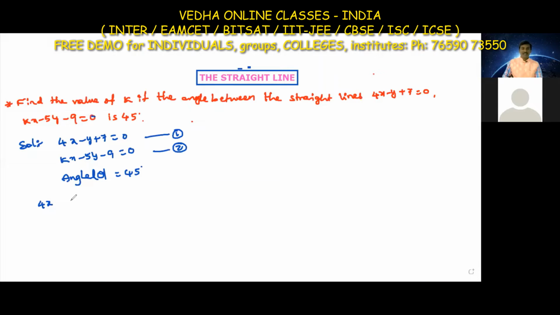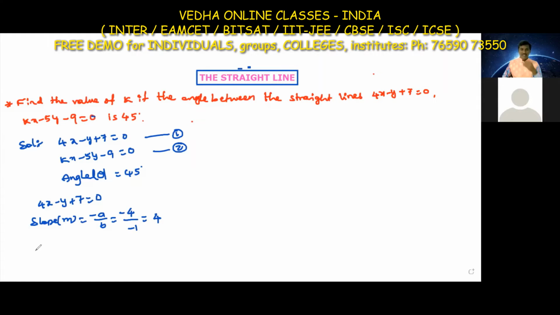So equation 1 is 4x minus y plus 7 equal to 0. What is the slope of this line? The formula for finding the slope is m equals minus a by b, minus x coefficient divided by y coefficient. Minus 4 divided by minus 1; minus minus gets cancelled, so 4 by 1, which is equal to 4. This is the slope of line 1.